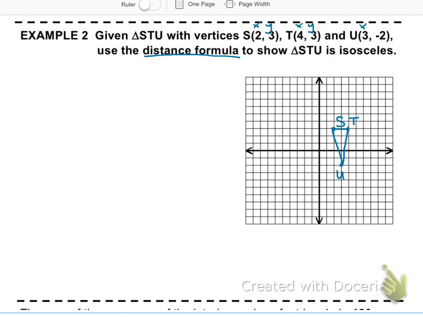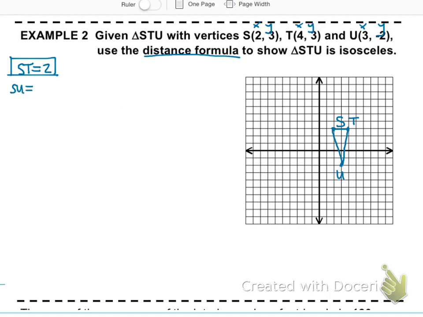Make sure you don't get them mixed up. And we're going to find all of these. So let's go ahead and first find, I can actually just look at segment ST and I can count its length to be 2. So there's the length of ST, 2. Let's go ahead and also find the length of SU.